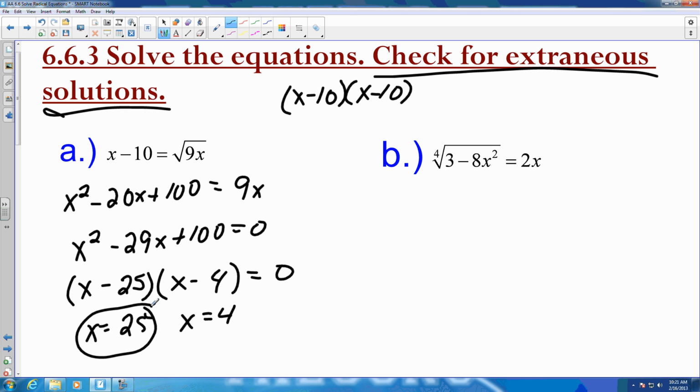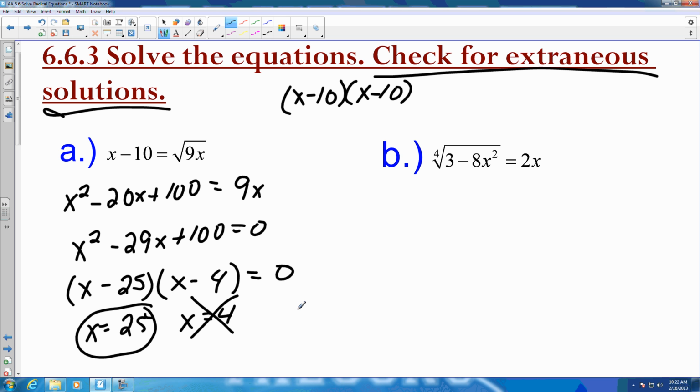So now if I go to 4, if I say 4 minus 10, that gives me a negative 6. And on the right-hand side, 9 times 4 gives me 36. The square root of 36 is 6. And negative 6 cannot equal a positive 6. So I cannot use the solution for 4 for this particular problem. So the only answer that works is x equals 25. X equals 4 turns out to be an extraneous solution.